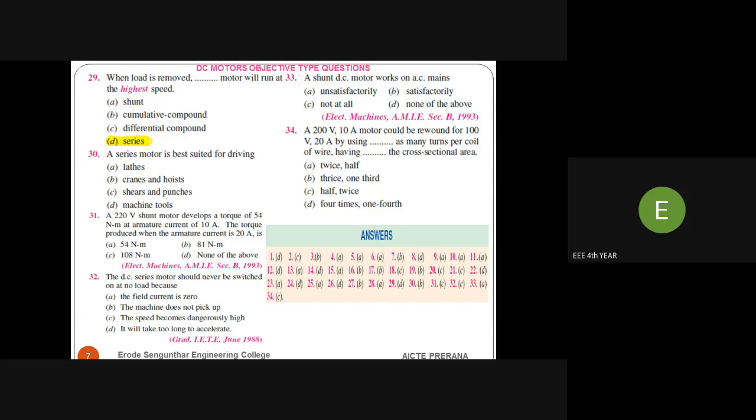Question number 30. A series motor is best suited for driving: option A, lathes; option B, cranes and hoists; option C, shears and punches; option D, machine tools. The exact correct answer is cranes and hoists. It is one of the applications of the DC series motor.